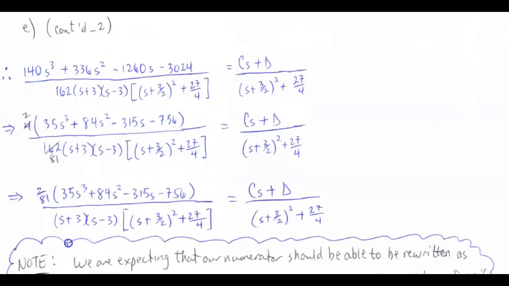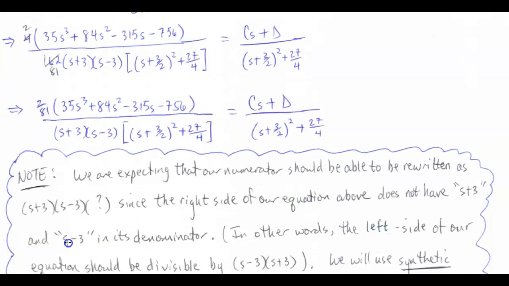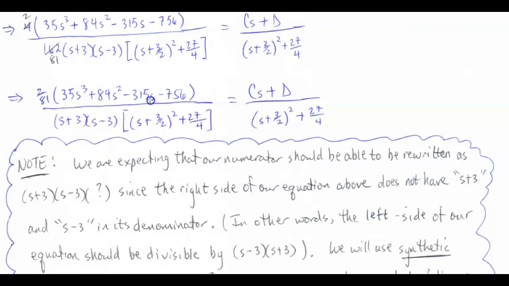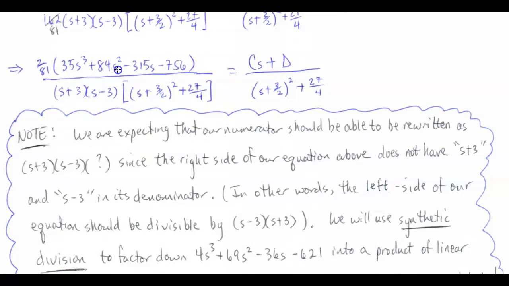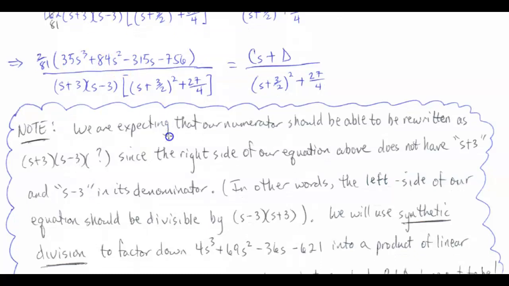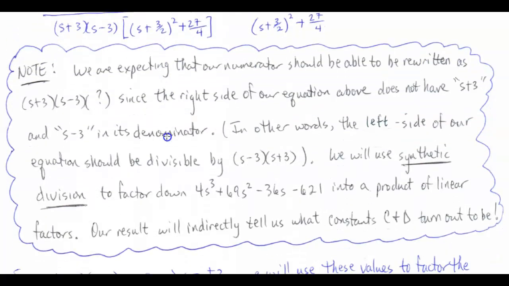And I am at the point where I am saying whatever I have here should have a factor of s plus 3 and s minus 3 in it. We expect that because we know that the left side has to equal the right side, so whatever's going on here is going to have to go away. Which means that the only way that can happen is if this numerator has a factor of s plus 3 and s minus 3. So what we're going to do is use synthetic division to factor down this polynomial of degree 3 to get it to where we need it to be.